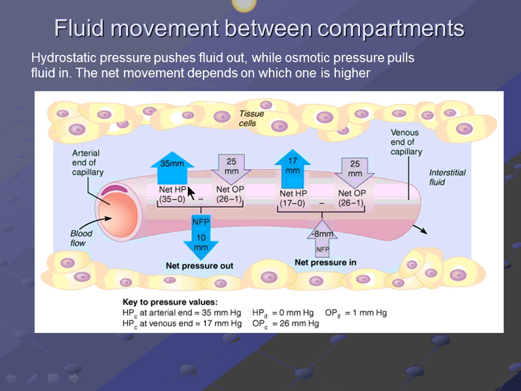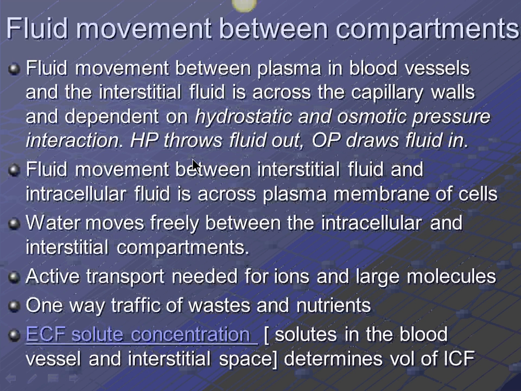Now, once this fluid has gone out into the interstitial space, whatever the solute content is in the interstitial space will determine whether fluid will go into the cell or fluid will come out of the cell. Okay, right? So if we recap this, we can see that fluid movement between plasma in the blood vessels and the interstitial fluid is across the capillary walls, correct?